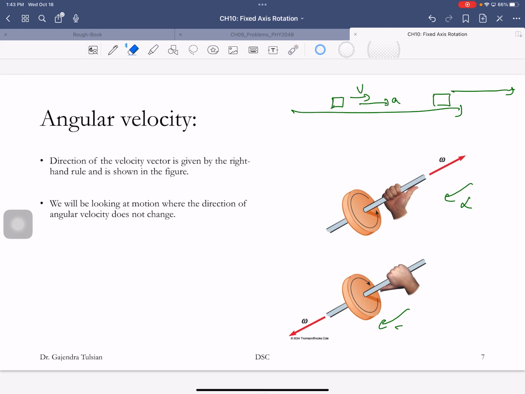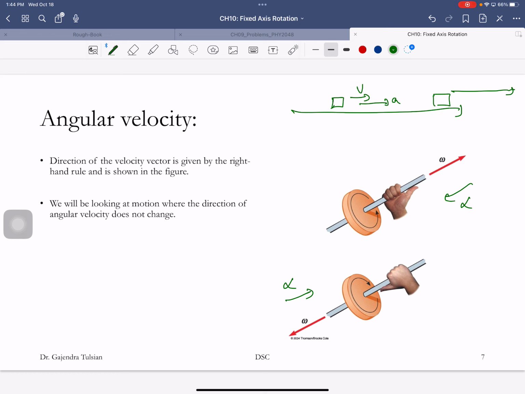So that's angular velocity, and if angular acceleration is pointing in the same direction, this is speeding up, and here is the case where this is slowing down, if angular acceleration is pointing in the opposite direction. So let me show this to you on this wheel.